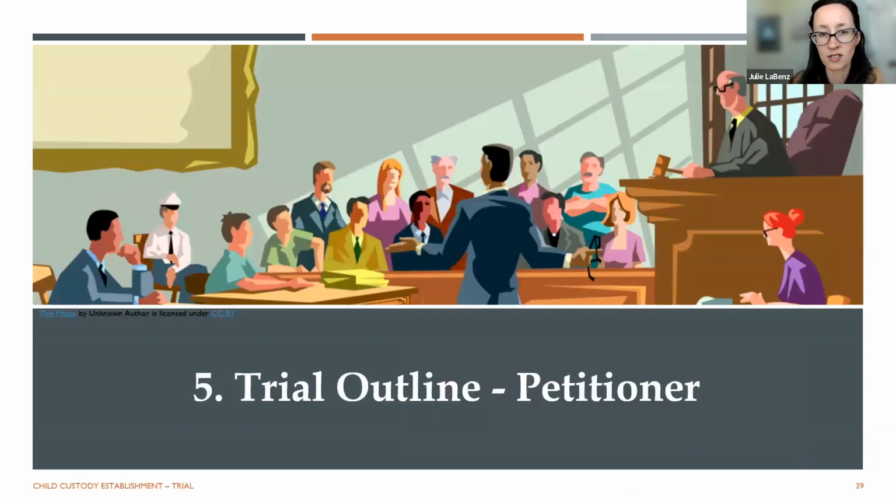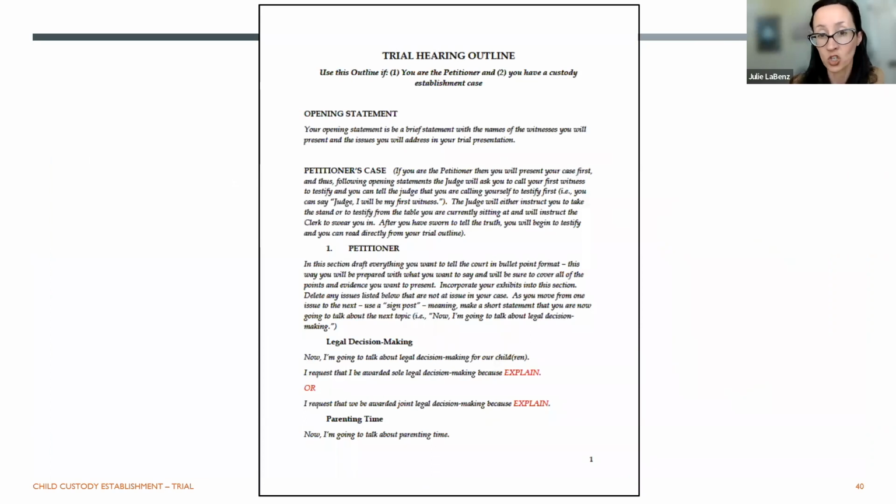So here is an example trial outline if you're the petitioner. So here, this is where you would type in your brief opening statement, and then you get into your case. And let's assume you're going to testify first for your case, and you don't have a lawyer, so you're just going to get up and testify. You don't have anyone to ask you questions. This is where I recommend you really get into detail in this part of the outline and make bullet points with each point you want to make. You can incorporate in any exhibits you want to present.